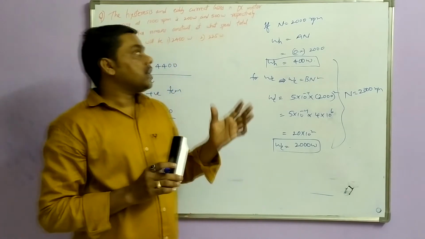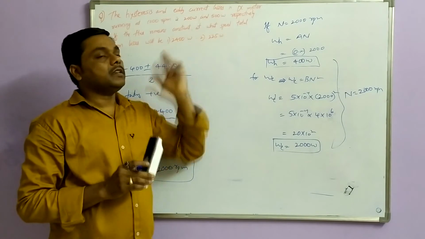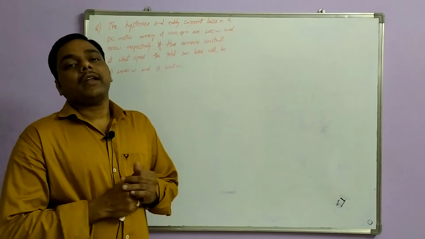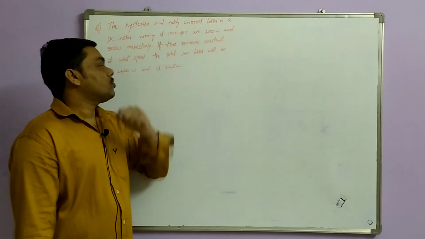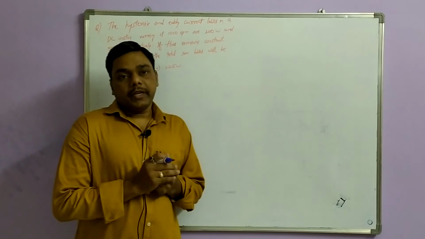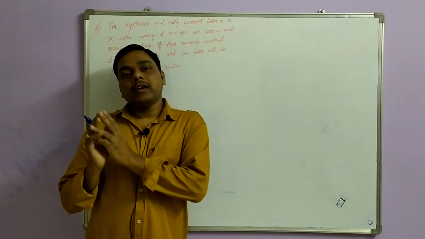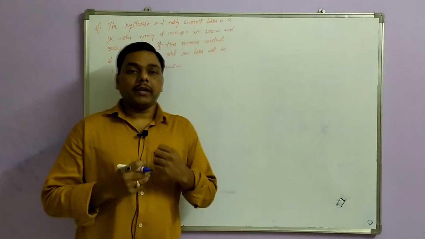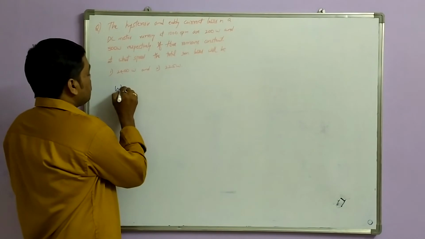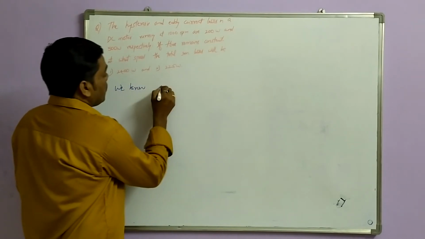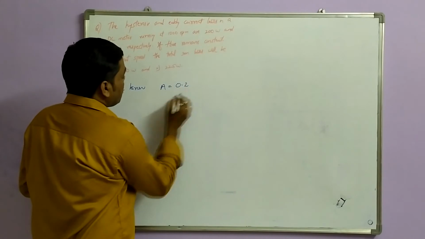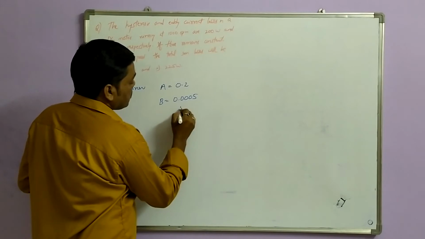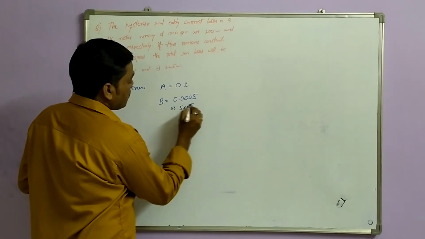So like that we can calculate the second case, that is if the total losses are 225 watts. Now we have to calculate, if the total losses are 225 watts, how many hysteresis losses are there and how many eddy current losses are there and at what speed the motor is going to be running. So we know A is equal to 0.2 and B is equal to 0.0005, which is nothing but 5 into 10 to the power of minus 4.